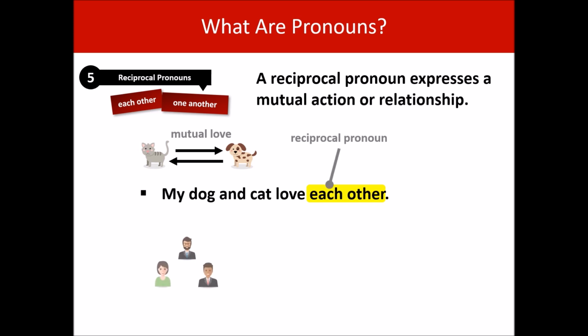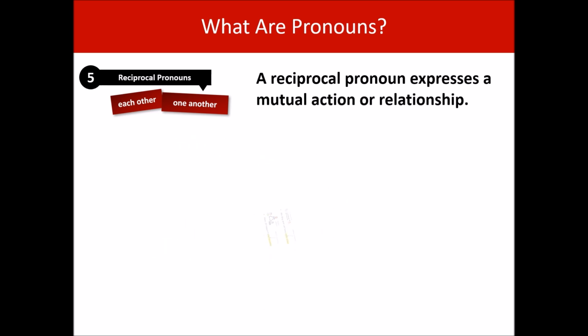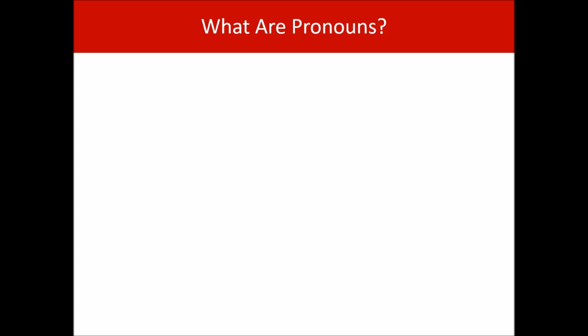Here is another example. Mutual support. They all support one another. One another is the reciprocal pronoun. In the first example, my dog and cat is the antecedent, and in the second example, they is the antecedent. Okay, that's all we're going to say about reciprocal pronouns.